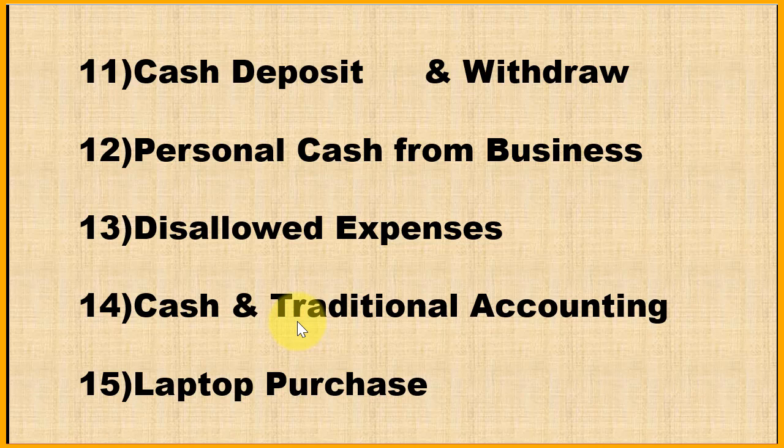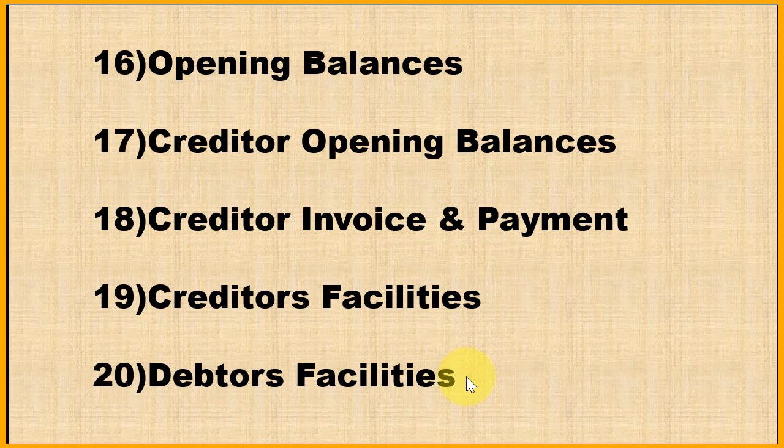Next, we'll look at the recording of a cash deposit and withdraw. How is personal cash recorded from the business? Disallowed expenses. We differentiate between cash and traditional accounting, and then the recording of a laptop purchased for the business. We'll look at the recording of opening balances, creditor opening balances, creditor invoices and payment, creditors facilities, and debtors facilities.